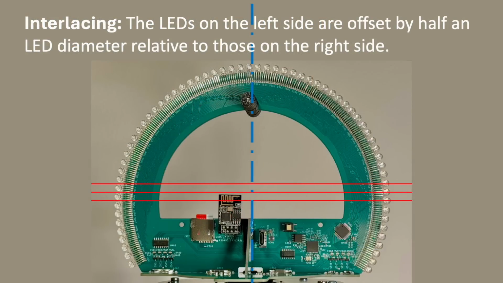I have already mentioned the shift in LED positioning between the left and right sides of the LED board. This image helps to illustrate that arrangement once more.